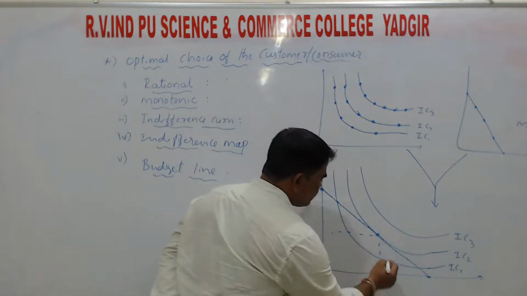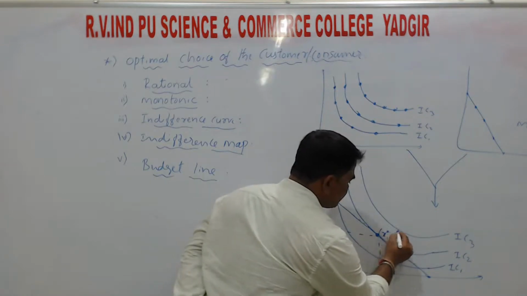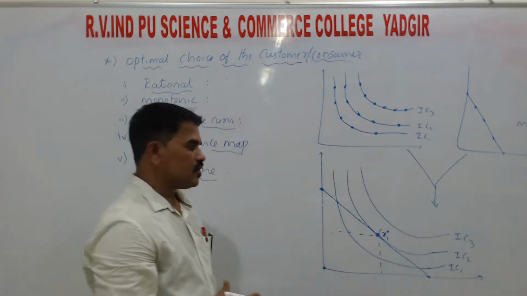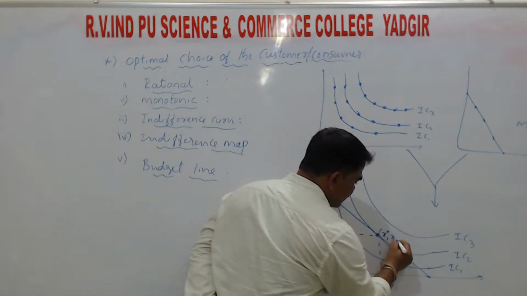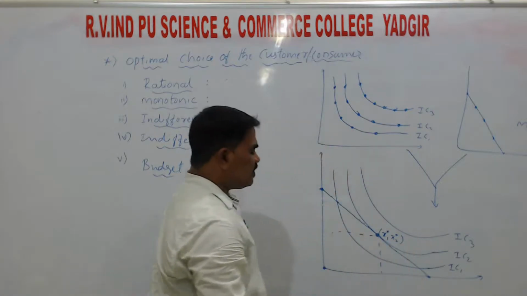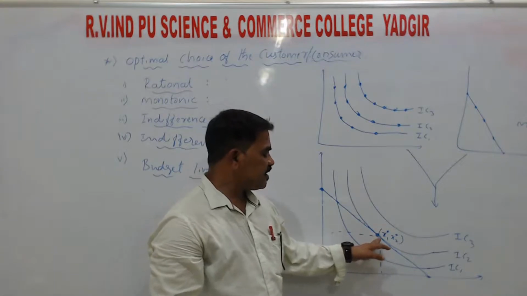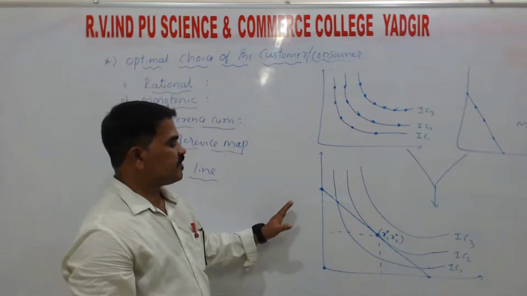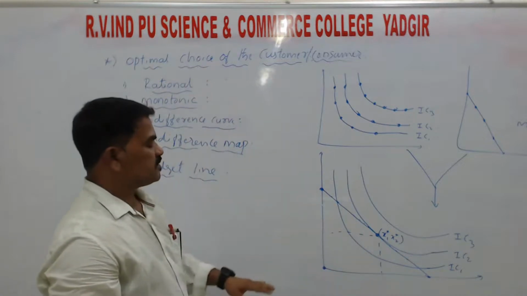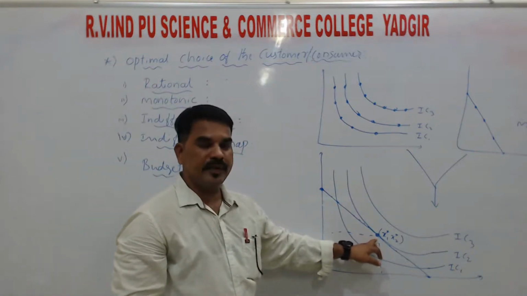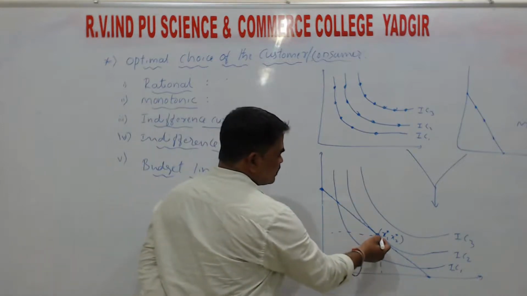This bundle, I will call X1 star, because this is maximum satisfaction, that's why I mentioned star. X1 star, X2 star. The bundle which contains X1 star and X2 star is the bundle which gives him maximum satisfaction. That is why this is his optimal choice. This gives him maximum satisfaction.